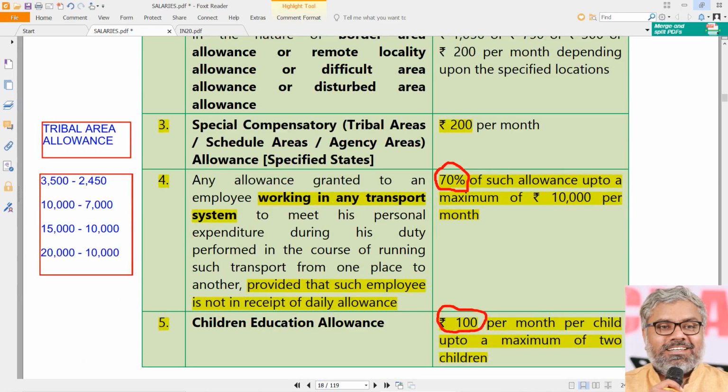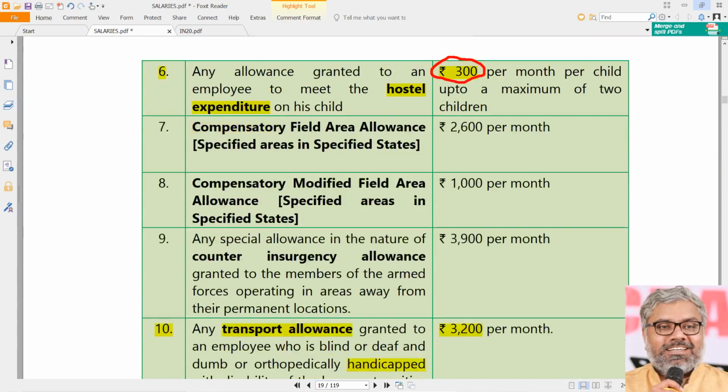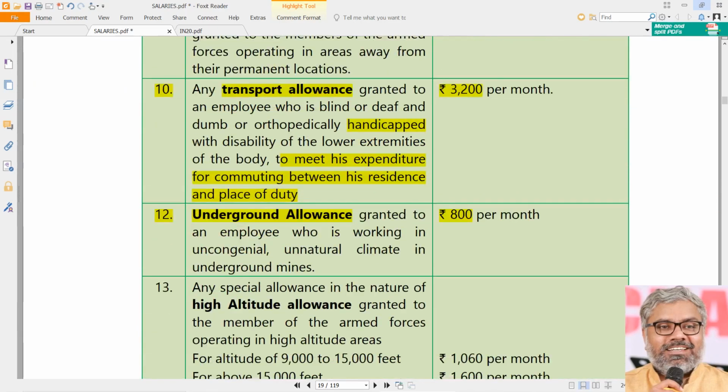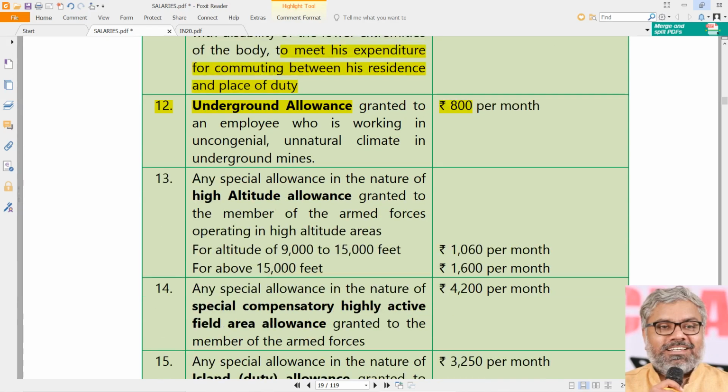But in addition to that, tribal area allowance is 200 per month. You can remember that. You can also remember transport allowance of 3,200 per month, subject to the condition of the employee being handicapped. Underground allowance exemption is 800 per month for people who are working underground. So these are generally additional things you can remember.